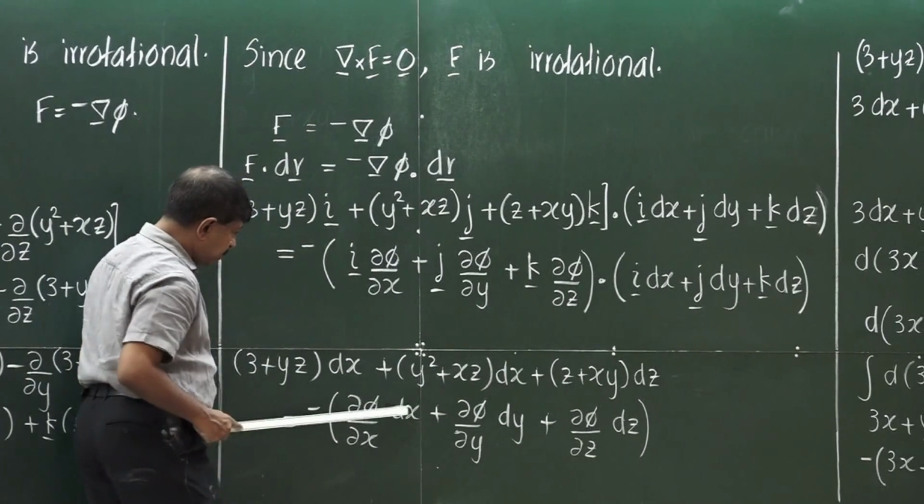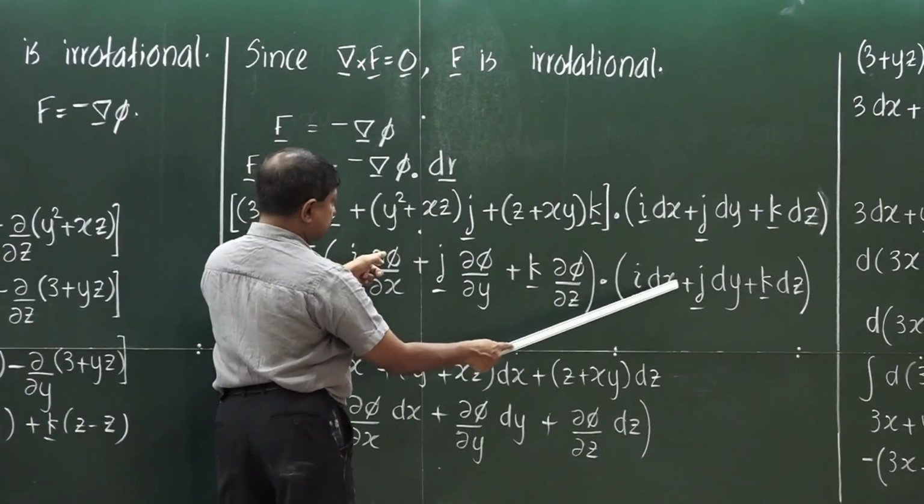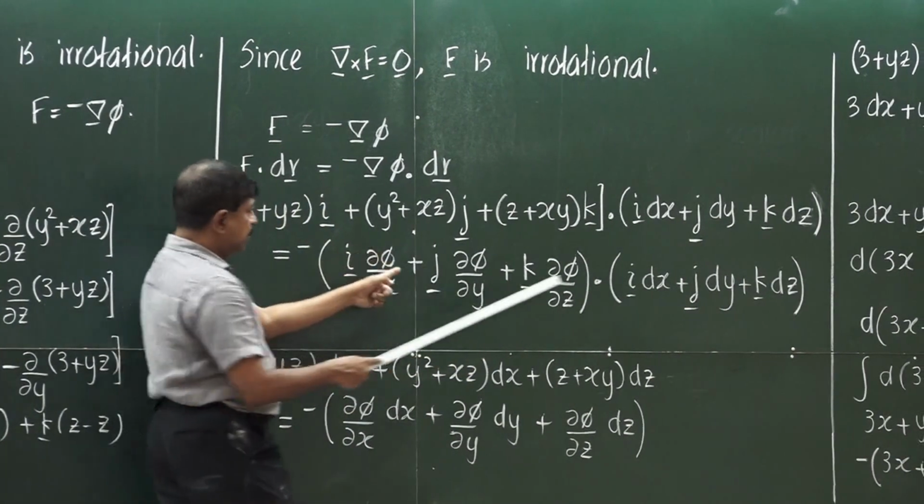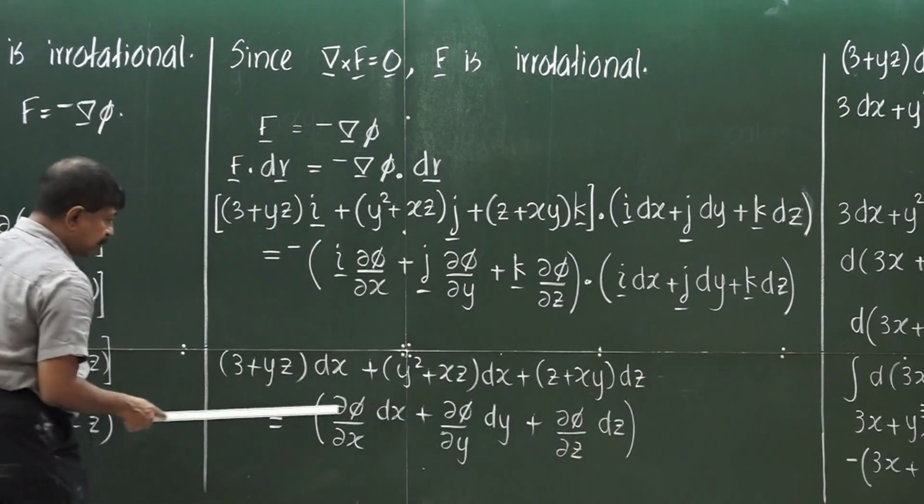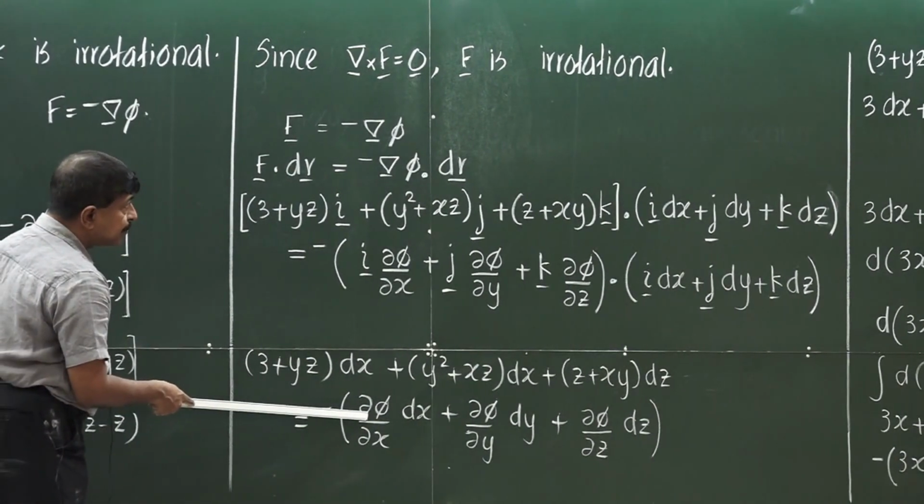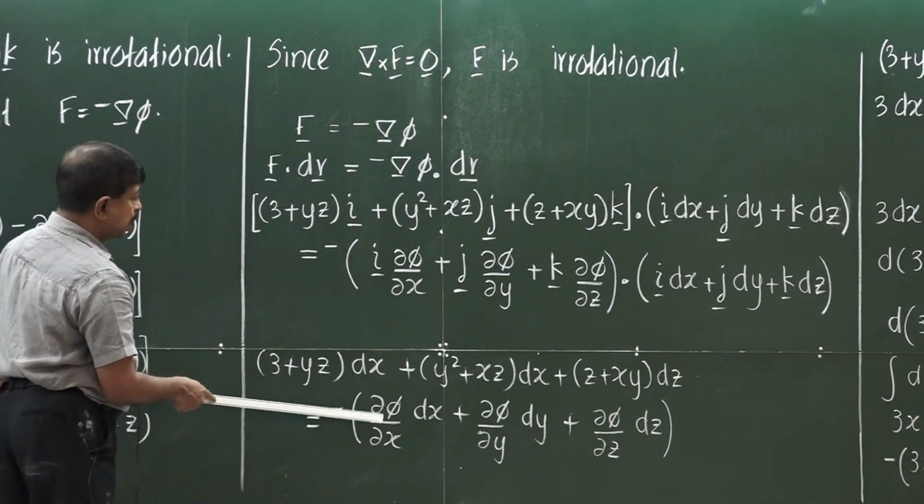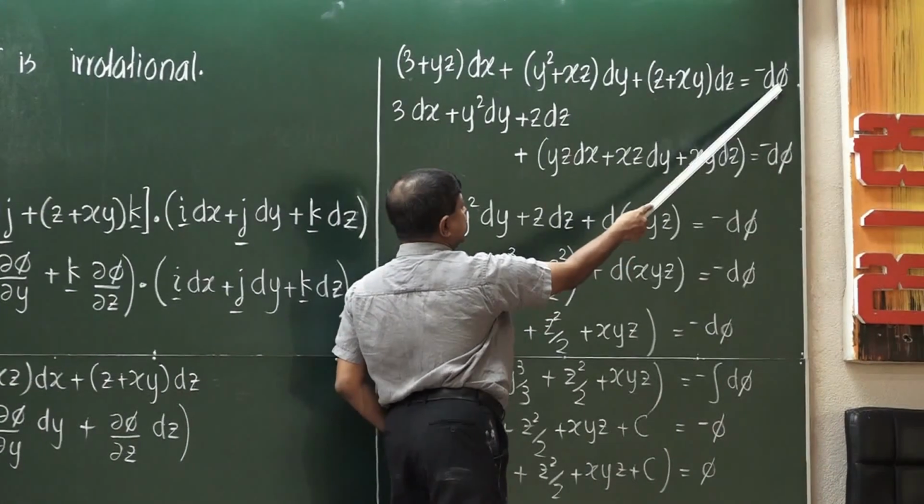Here, i dot i is 1, therefore this goes with dx, j dot j is 1, this goes with dy, and like that you will end up with this one. This is the minus of the total differential. So that's what I have indicated here. The right hand side simplifies like that.